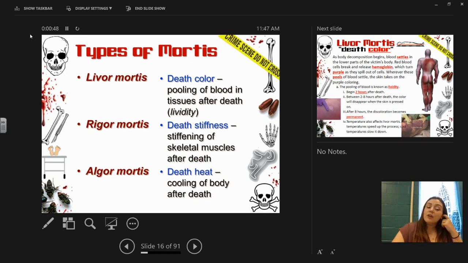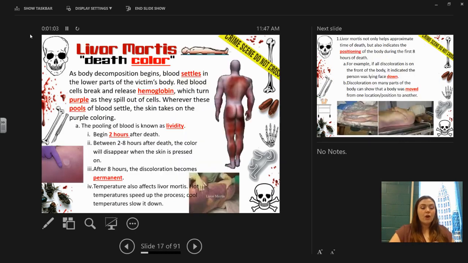So some of the mortises that can help us tell time of death are livor mortis, which is death color, the color the body turns. I'm going to talk about all these more, so I'm just going to kind of blow through them. Rigor mortis, which is death stiffness, algor mortis, which is death heat. So let's break those down.